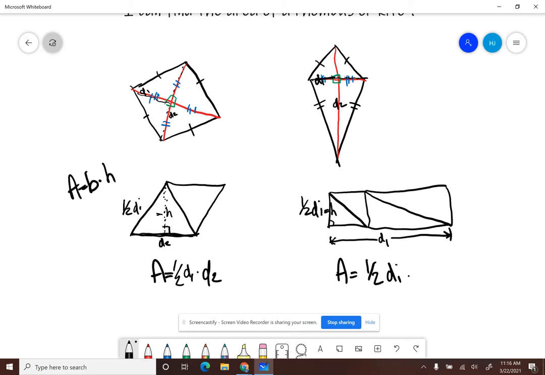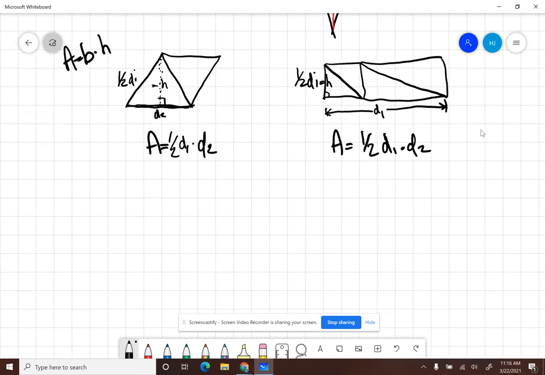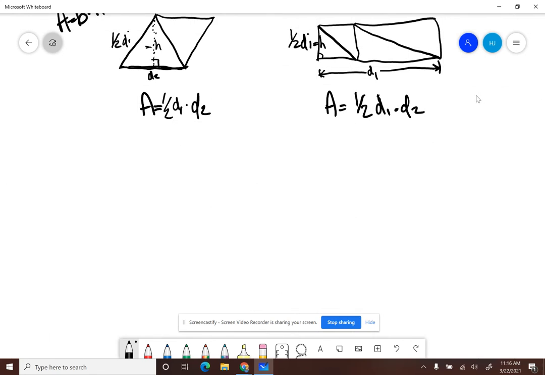I don't know why I put I times D2. D1 times D2. So same formula for both of these, and you can kind of see why we grouped them together. So let's go ahead and work through some live examples. I think that's going to be the best way to do this. We'll start with the rhombus first.